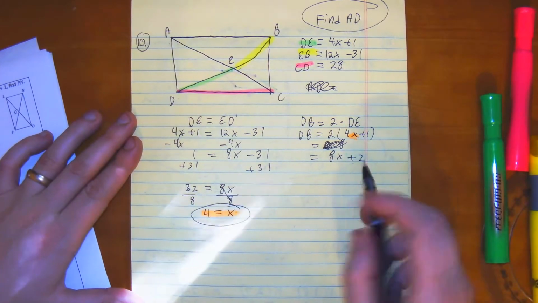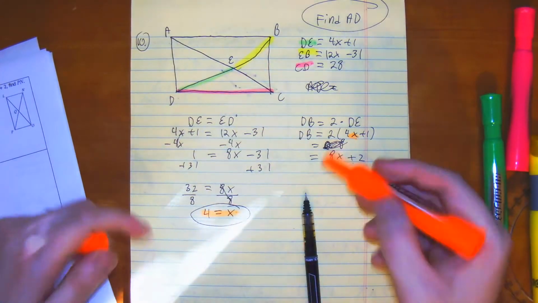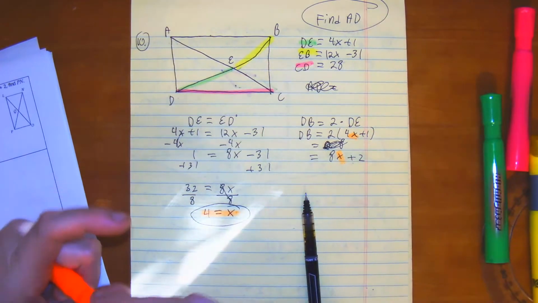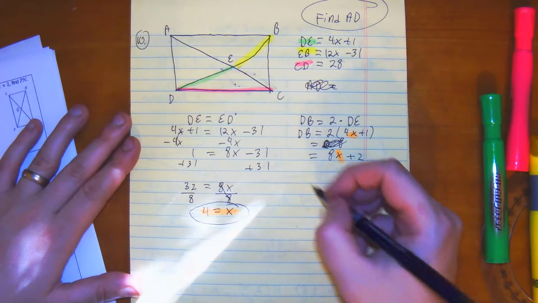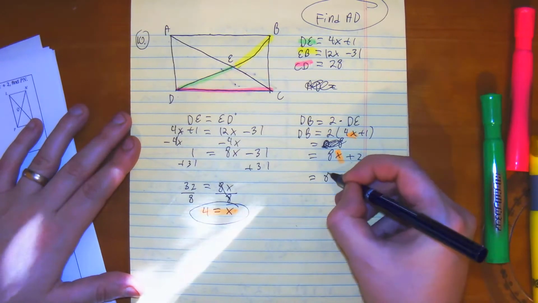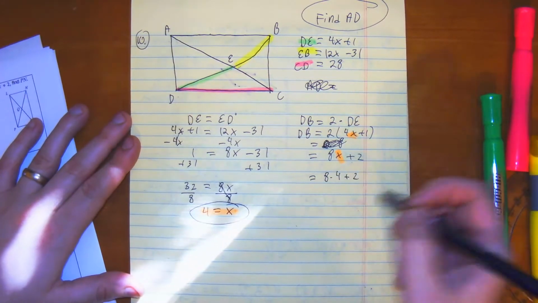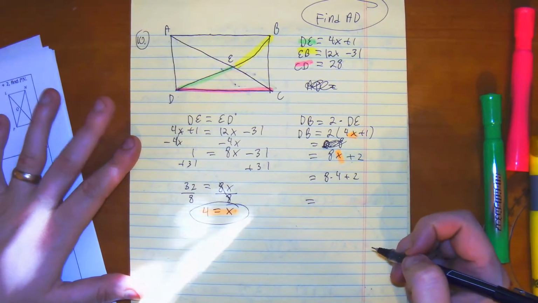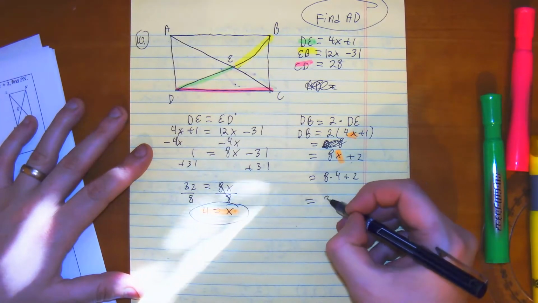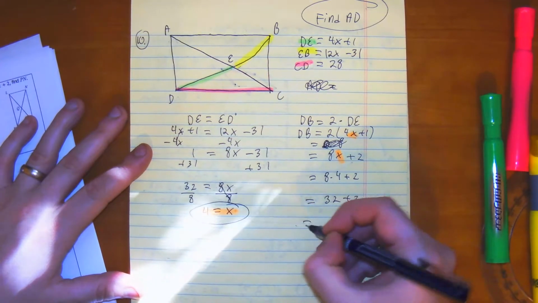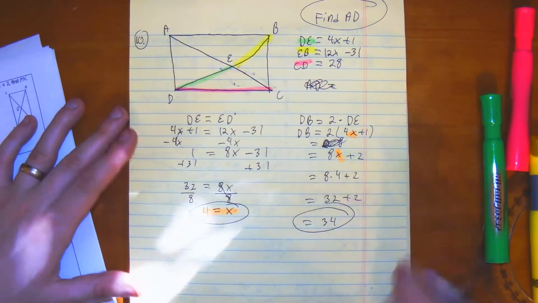Now we can plug in x because we just used the distributive property to multiply through everything. So 2 times 4x is 8x, yep, right. So we have 8 times 4 plus 2, which is 8, 16, 24, 32. We get 32 plus 2, which will be equal to 34.